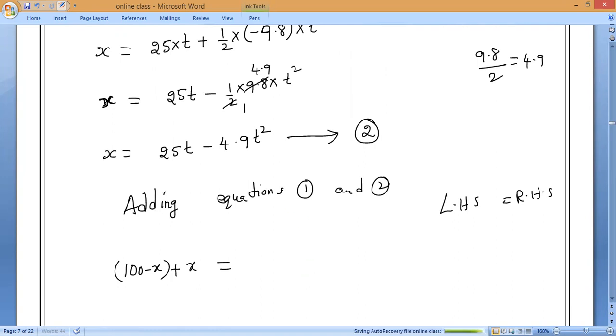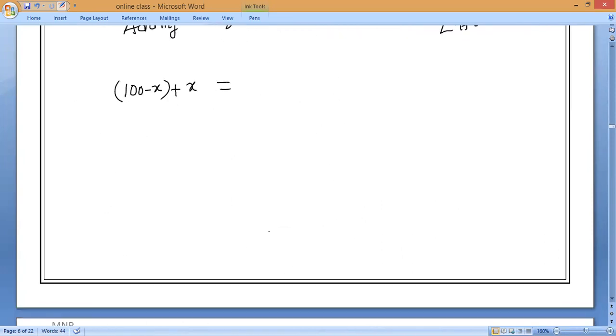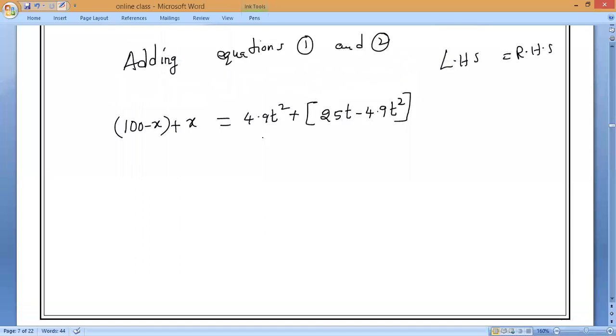what is the first equation's remaining part? 4.9 t square. So here also will come 4.9 t square, plus the remaining thing, keep it in brackets. What is the remaining? 25t minus 4.9 t square. Is it right or wrong? Everybody? Yes, sir. I have done the addition.